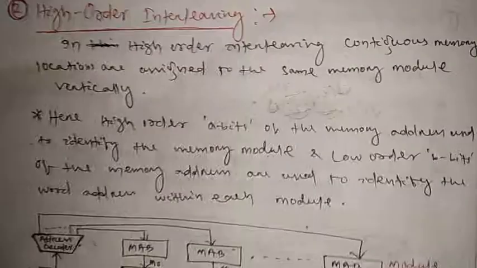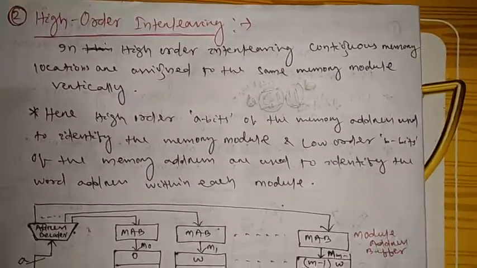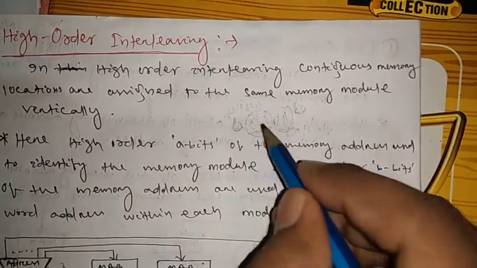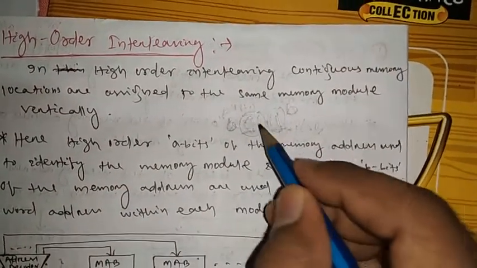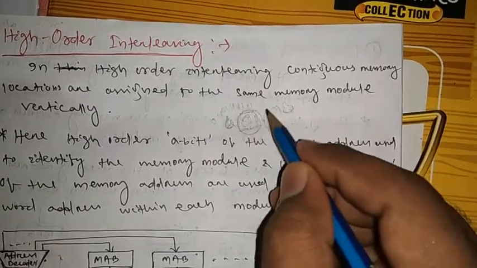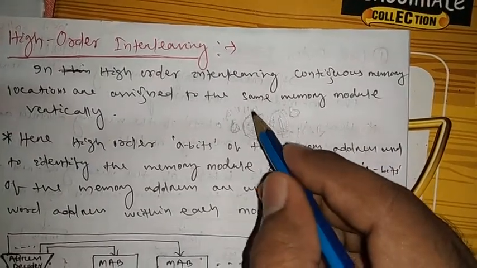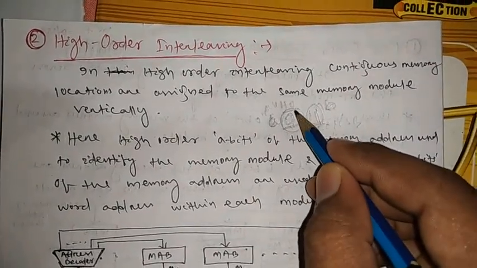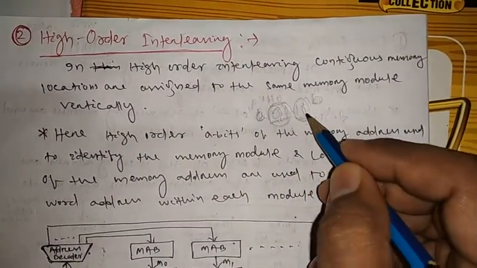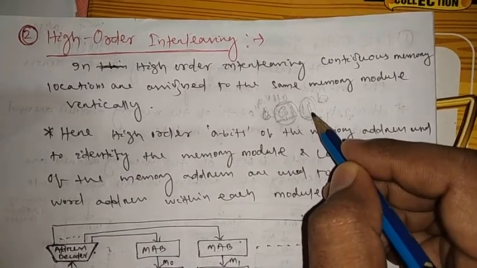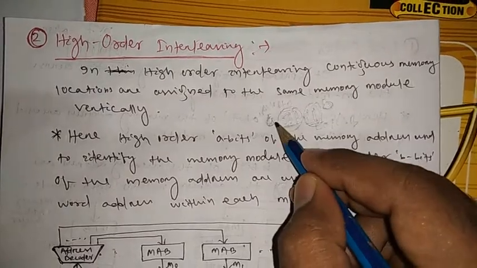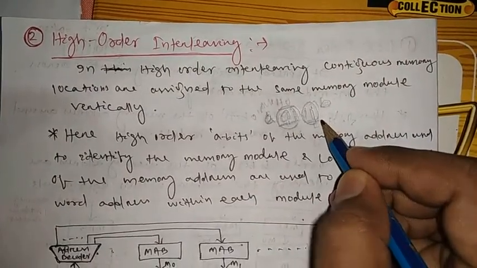Next, come to high order interleaving. So what happens in high order interleaving? Already I told you, suppose this is 8, so 0111. This is the high order bit and this is the low order bit. In high order interleaving, the high order bits are used to identify the address of the module, and the low order bits are used to identify the address of the word. Get it? So the high order bits are denoted here as A bits, and the low order bits are denoted as what? B bits.